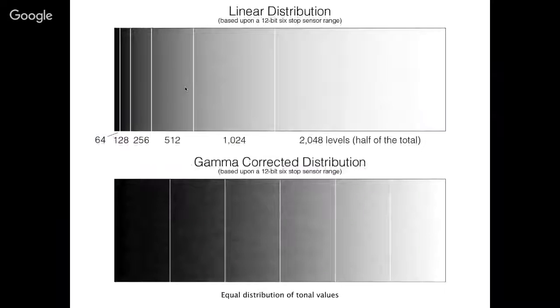At any rate, this is what a linear distribution actually looks like. This is what the gamma corrected version looks like. And you can see each one of these is an even step. You would say that the jump in tone from here to here is the same as from here to here. But you would never say the jump in tone from here to here is the same as from here to there.